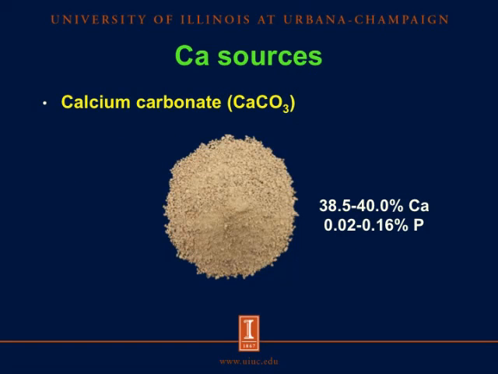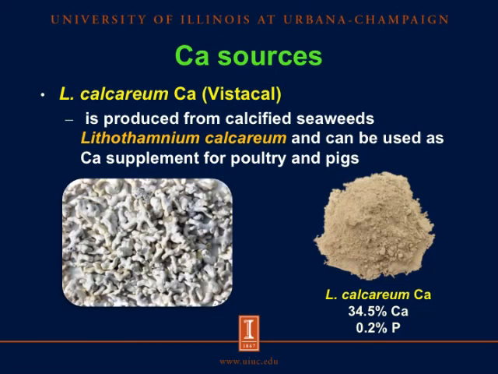Calcium carbonate is one of the calcium sources with the greatest calcium concentration. It contains 38.5 to 40% calcium and 0.02 to 0.16% phosphorus. L-calcareum calcium is produced from calcified seaweeds, Lithothamnion calcareum, and can be used as a calcium supplement for poultry and pigs. The product that we used in this experiment is commercially known as Phytate-Ca, and it contains 34.5% calcium and 0.2% phosphorus.